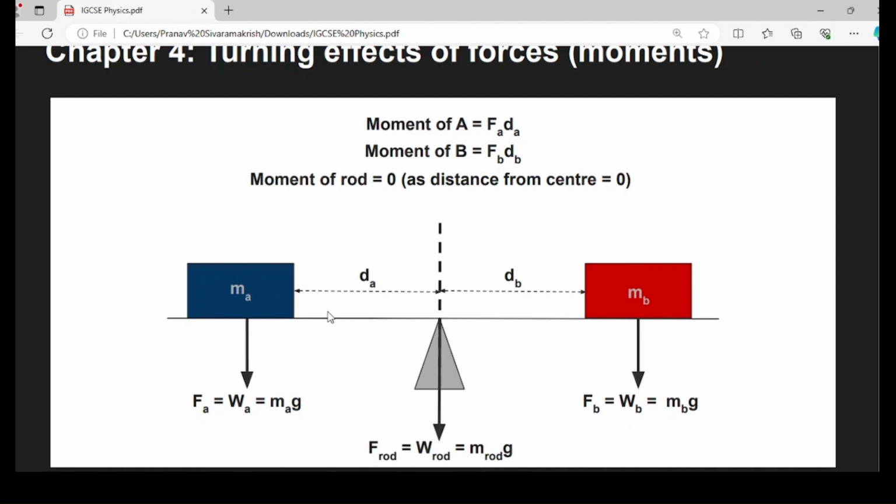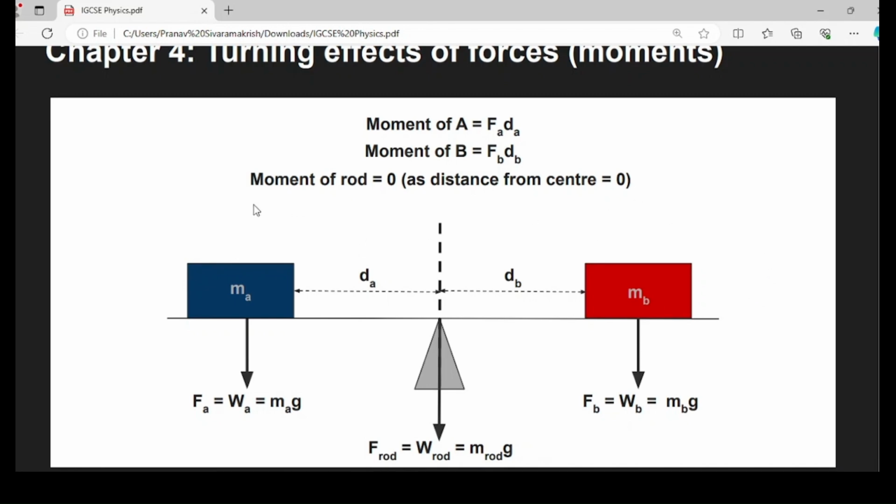So you have an anti-clockwise turning effect caused by A, and a clockwise turning effect caused by B. The reason these objects can cause turning effects is because they're not placed at the pivot. They're placed a certain distance away from the pivot, and that distance is given as dA for object A and dB for object B. So how do you calculate the exact turning effect, or the exact moment? The turning effect is equal to the moment. How do we calculate that value?